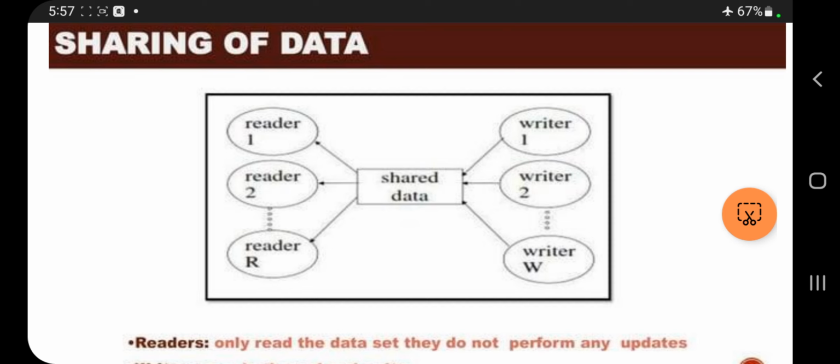The problem parameters are: one set of data is shared among a number of processes. Once a writer is ready, it performs its write. Only one writer may write at a time. If a process is writing, no other process can read it. If at least one reader is reading, no other process can write. Readers may not write and only read.